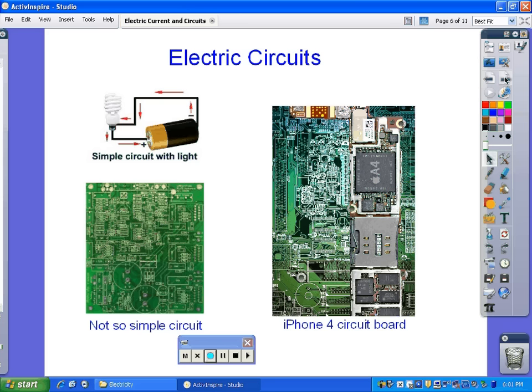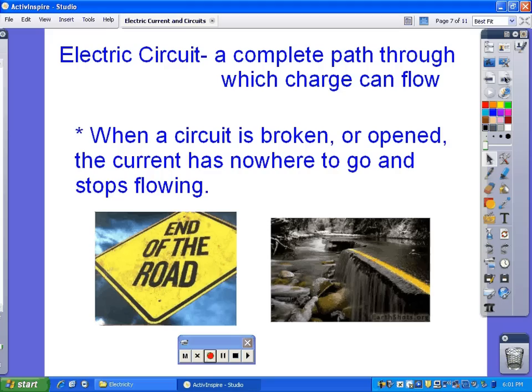Let's move on to circuits. We're going to be looking at simple circuits. These are complex circuits. So what is a circuit? A complete path through which charge can flow. If you remember back to the potential difference and the voltage one, this is what's required for the potential difference, or the volts, to flow. So when a circuit's broken or open, the current has nowhere to go and stops flowing.